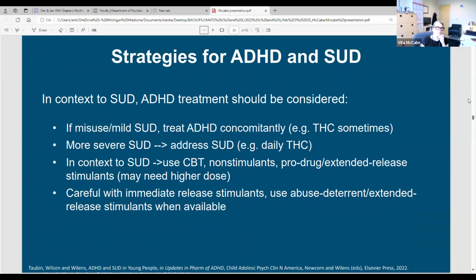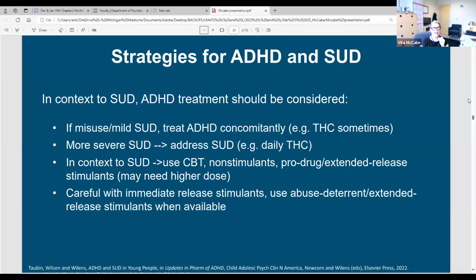So in the context of substance use disorder, when should ADHD treatment be considered? When you talk to Francis Levin or Tim Wilens, there's some general consensus in expert opinion. Again, the data is pretty scarce. But if the substance use disorder is mild and current, typically we treat ADHD concomitantly. So a mild, maybe a moderate substance use disorder. If it's more severe, we tend to address the substance use disorder first.